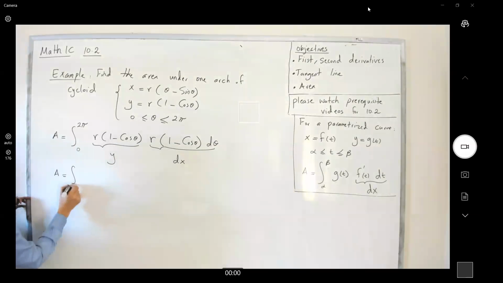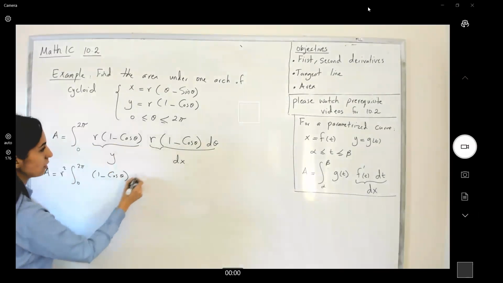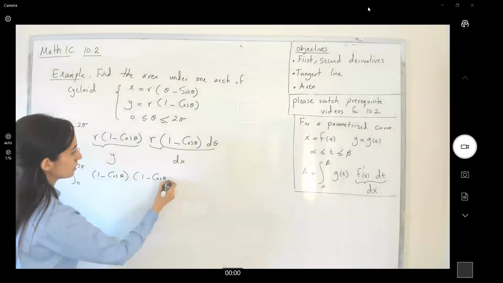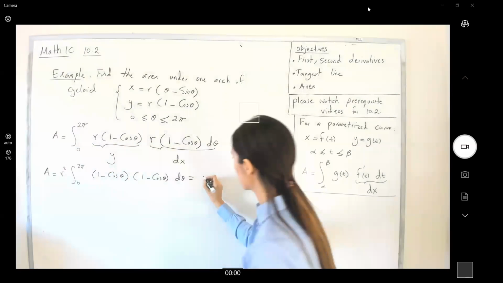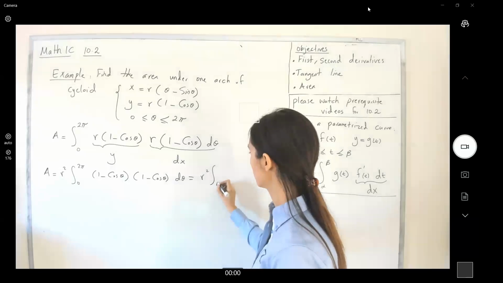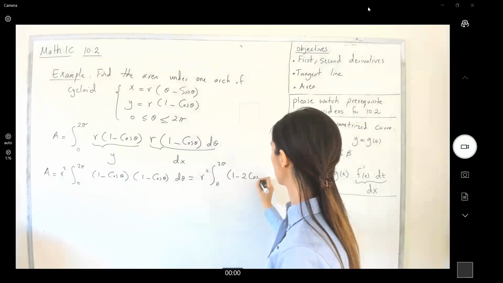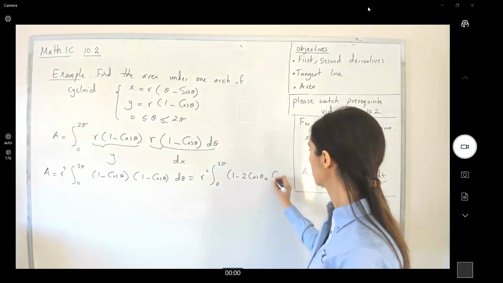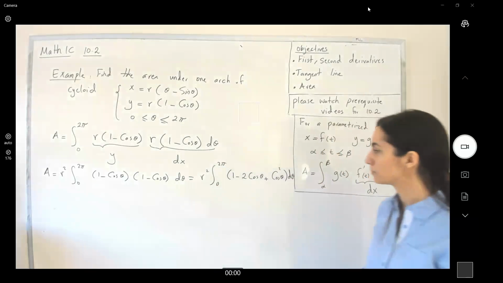A is equal to the integral from 0 to 2 pi. R times r is r squared. I can write r squared outside the integral. And I have 1 minus cosine theta, 1 minus cosine theta, d theta. So let us multiply these two. I get r squared, integral from 0 to 2 pi, of 1 minus 2 cosine theta plus cosine squared theta, d theta.